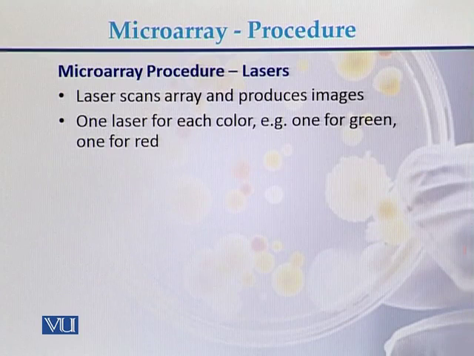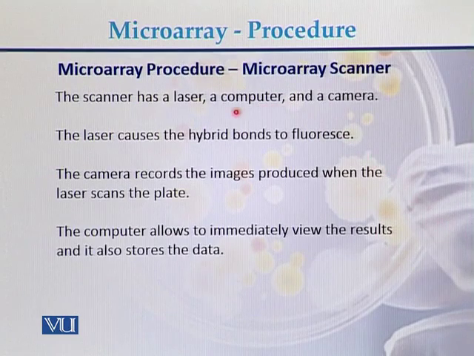Once hybridization is done, the next step is to check the plate with the help of lasers. The laser scans the array and produces the images. There is one laser for each color, one for green and the other for red. The microarray scanner has a laser, a computer, and a camera. The laser causes the hybrid bonds to fluoresce. The camera records the images produced when the laser scans the plate. The computer allows immediate viewing of the results and also stores the data.